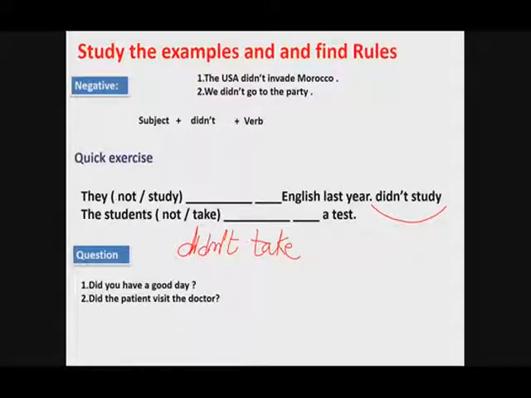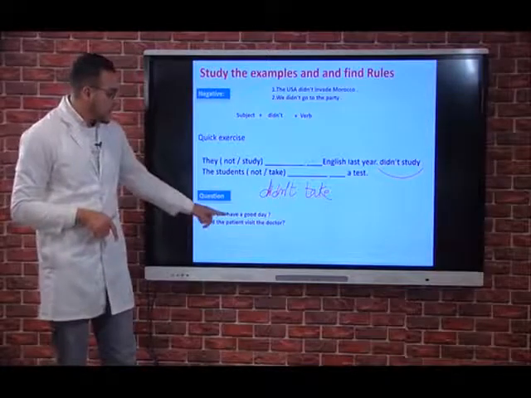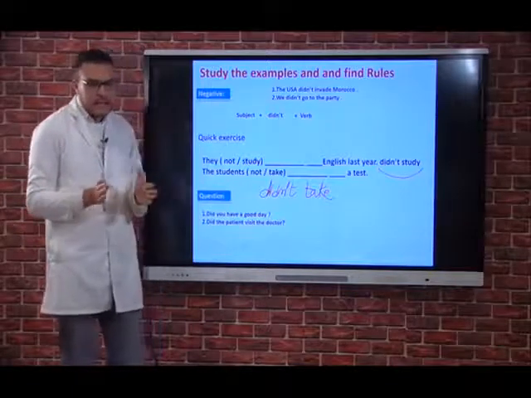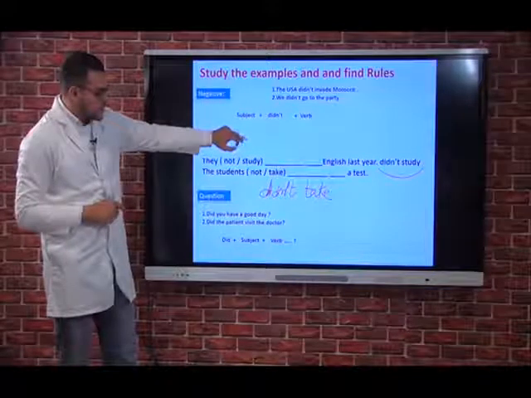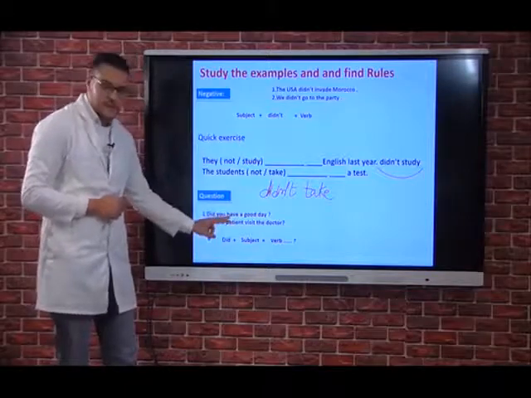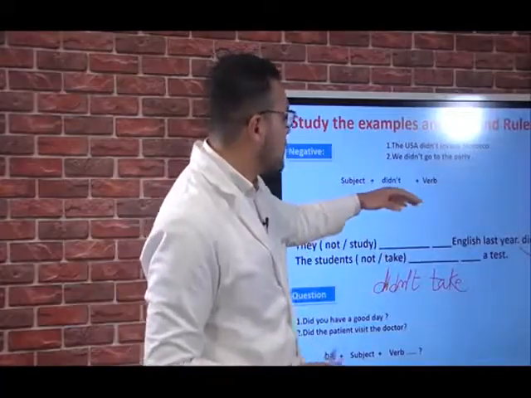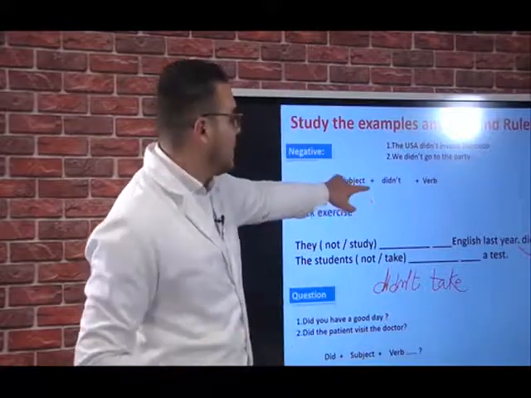Did you have a good day? So let's ask your brother, ask your sister if she's or he's next to you. Did you have a good day? Did the patient visit the doctor? Okay, and let's use the simple past form. Did plus subject pronoun plus verb. And by subject pronoun, I mean I, you, he, she, it, Ahmed, Aisha, etc. So did plus all subject pronouns plus a verb in the infinitive form.